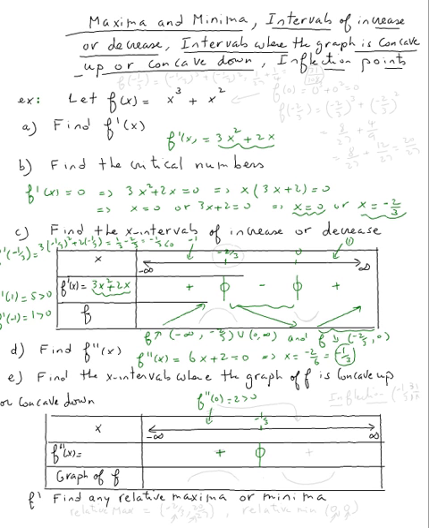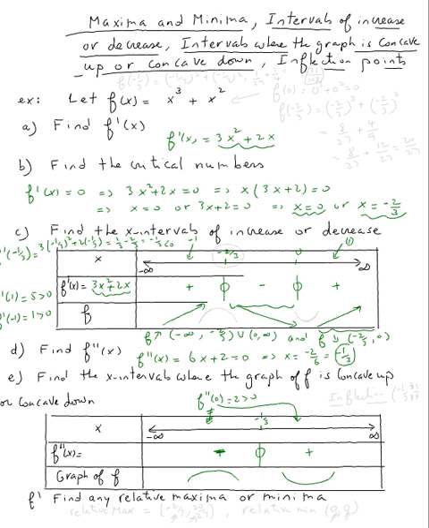No, actually 0 is here. Sorry. 0 is to the right of negative 1/3, so this is going to be positive, and of course on the left it's going to be negative. So it's concave down here and it's concave up here.